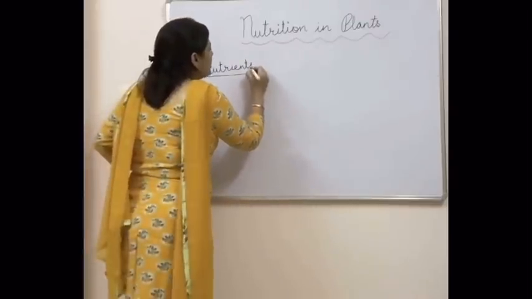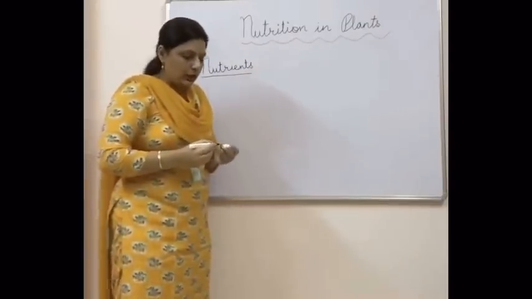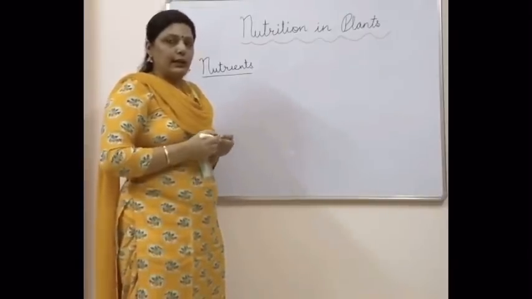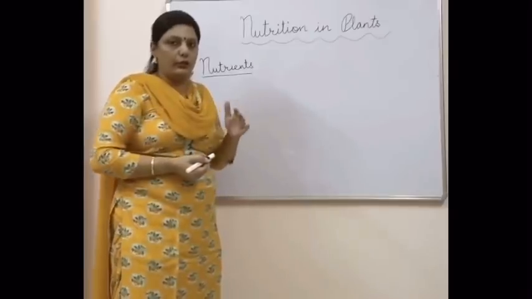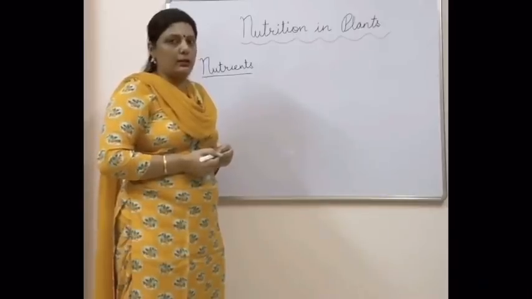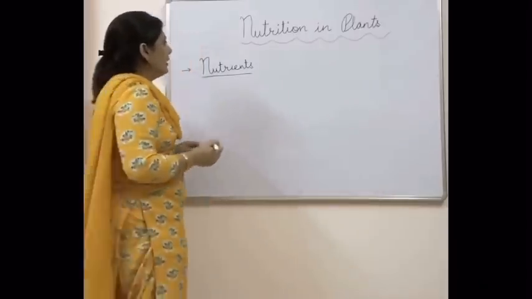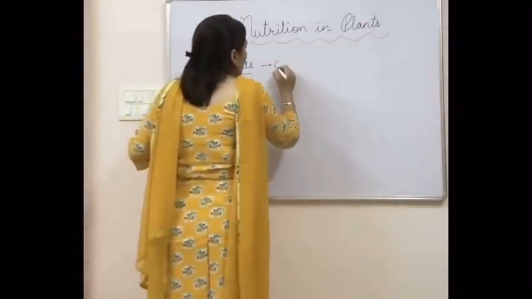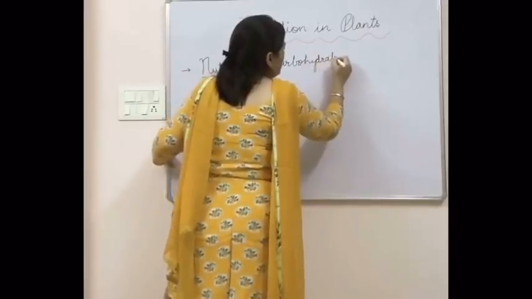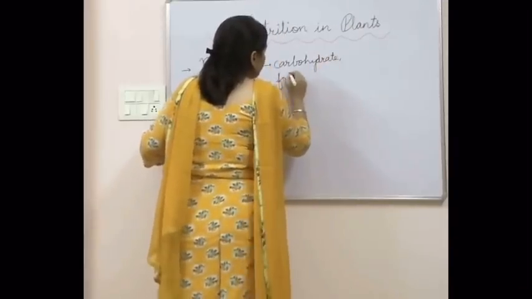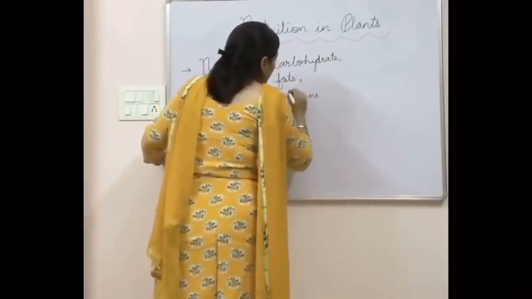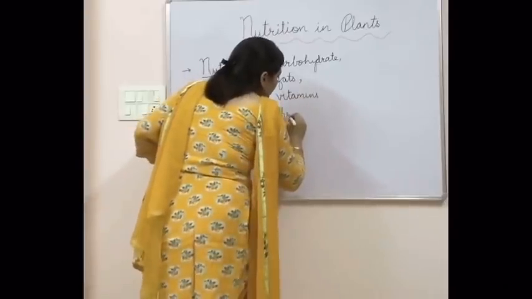Nutrients are the components of food which a living organism takes from its surroundings and utilizes for energy, for carrying out different life processes, as well as for growth and repair of its body parts. As you have read in your 6th class, nutrients can be carbohydrates. Then we have fats, then vitamins, then proteins.